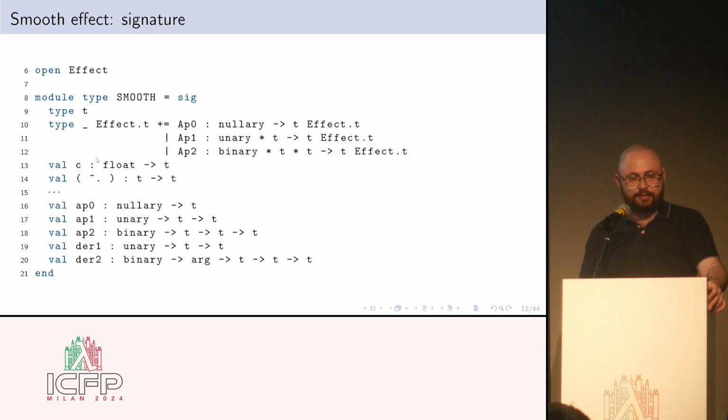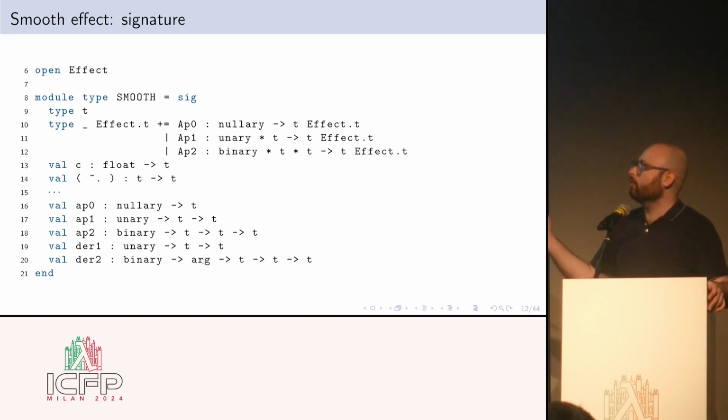So we're also going to ask that we have some helper functions to actually call these effects. So C is for constant, this is for negation, so on and so forth. And then we also have some helper things which just perform these effects directly. And finally, we're also going to carry around the derivatives of the unary and binary functions. And note here, for the derivative of the binary function, we have to also specify if we're differentiating with respect to the left or right argument.